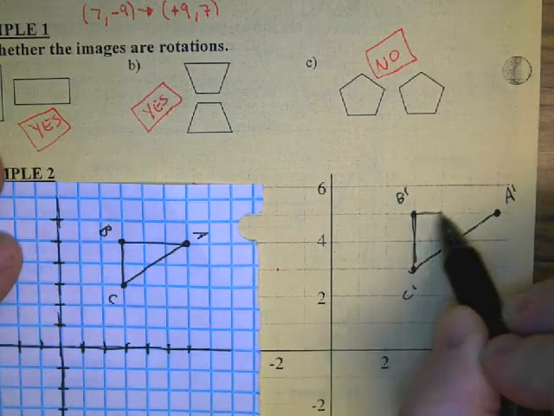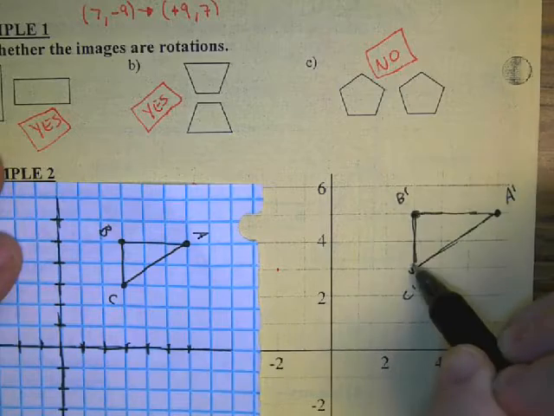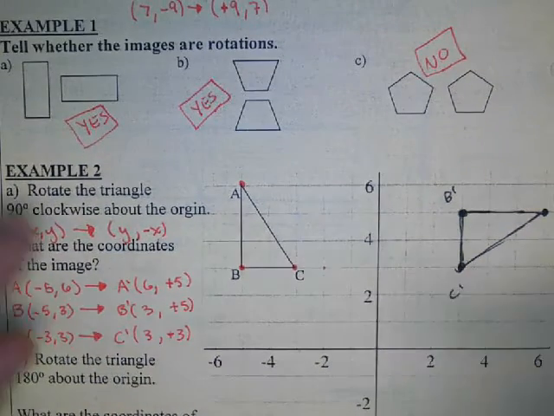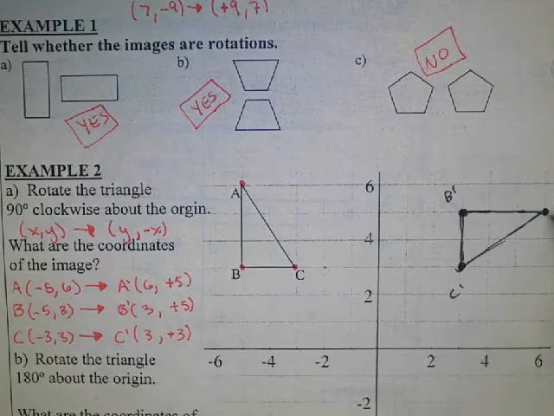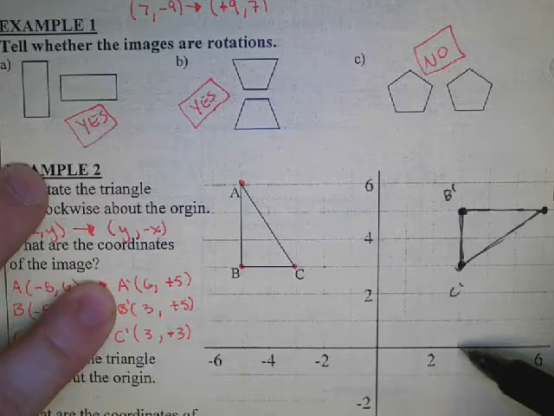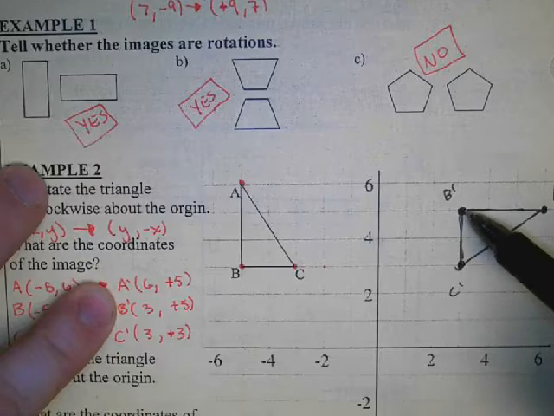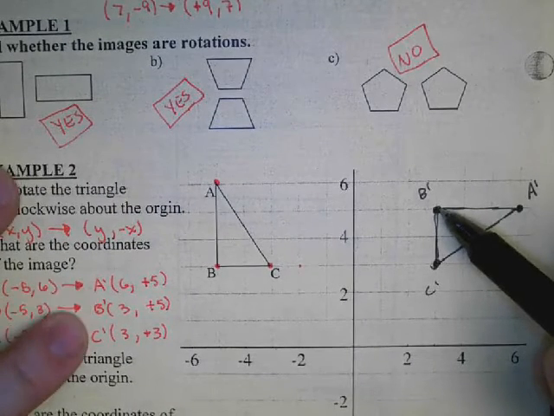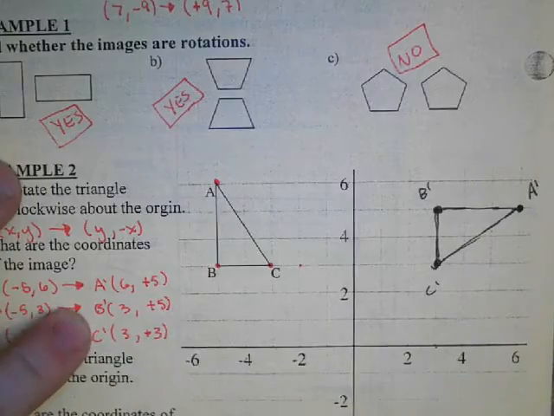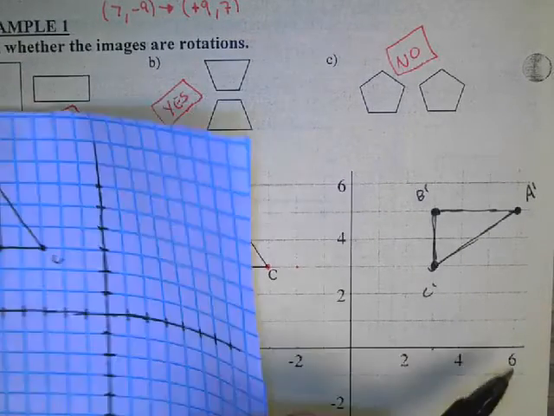Let's verify with our algebraic way to make sure that this all matches up. A prime is at 6, comma 5. That looks good. B prime, we're looking for 3, comma 5. 1, 2, 3, up to 5. That looks good. And then C prime is at 3, comma 3. That looks good.